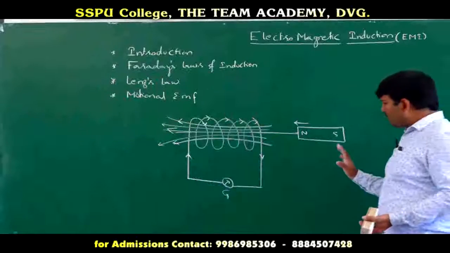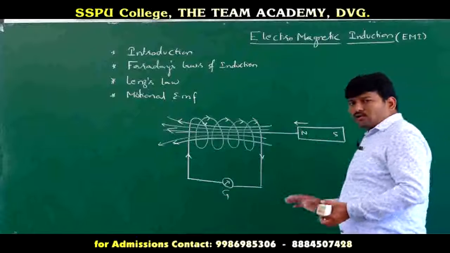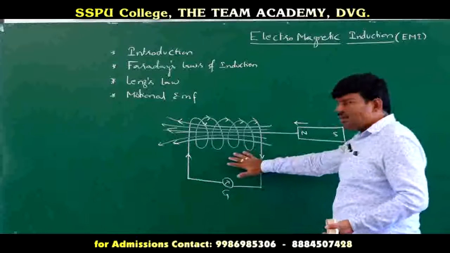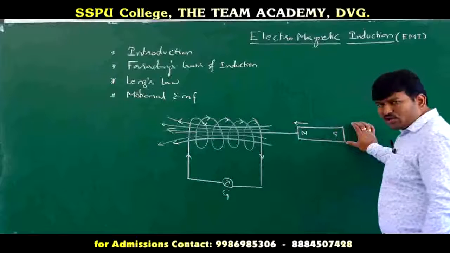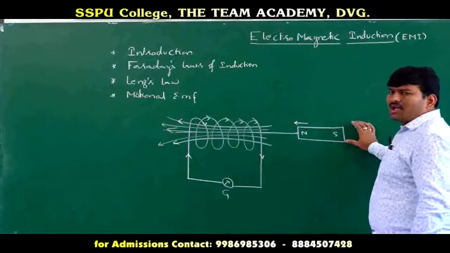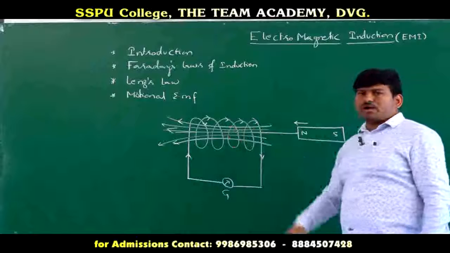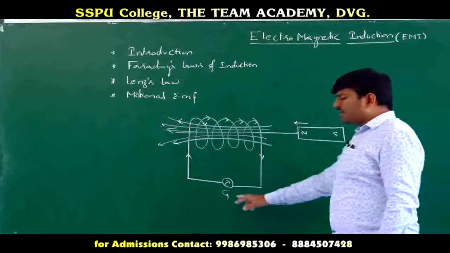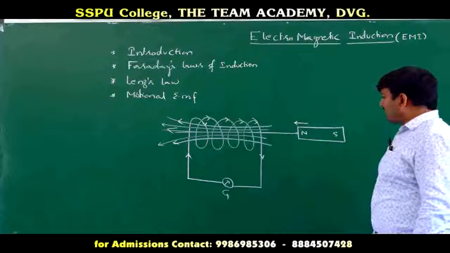Okay. What we have to notice is, in experiment number 1, what our Faraday did is he chose a coil, and that coil is connected to a galvanometer, and a bar magnet is kept along the axis of this coil, and this bar magnet is brought closer to the coil. Then the flux linked with the coil is changing, and he noticed a deflection in the galvanometer.